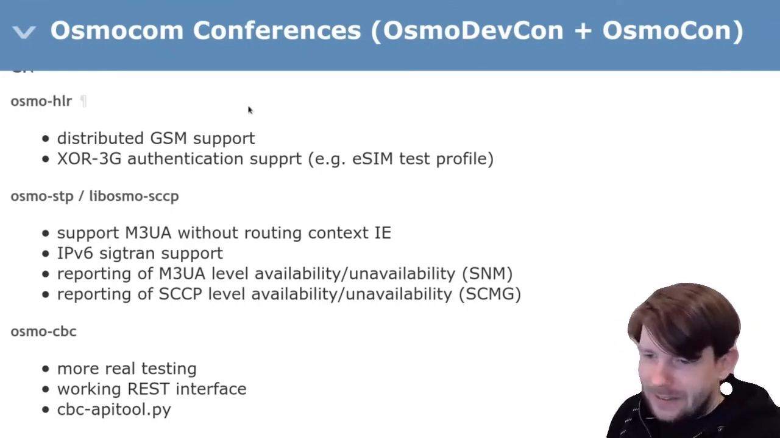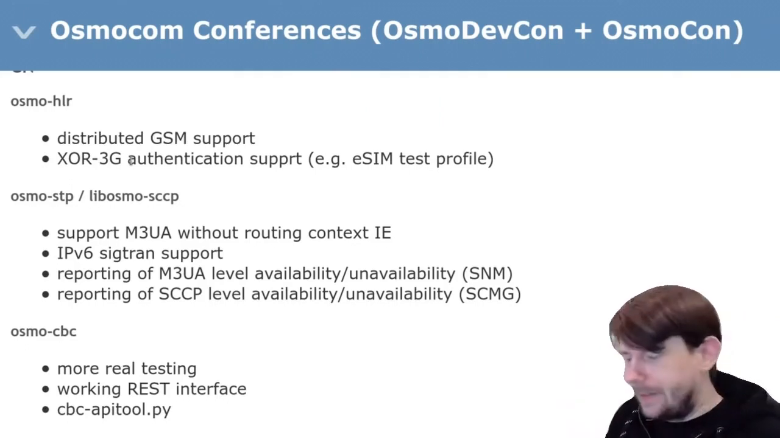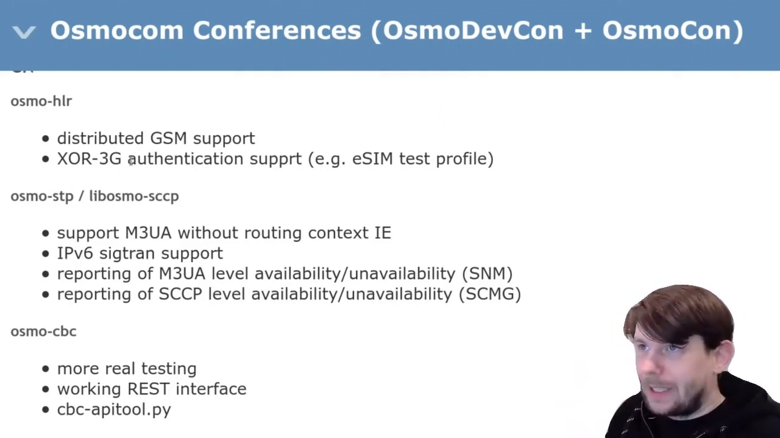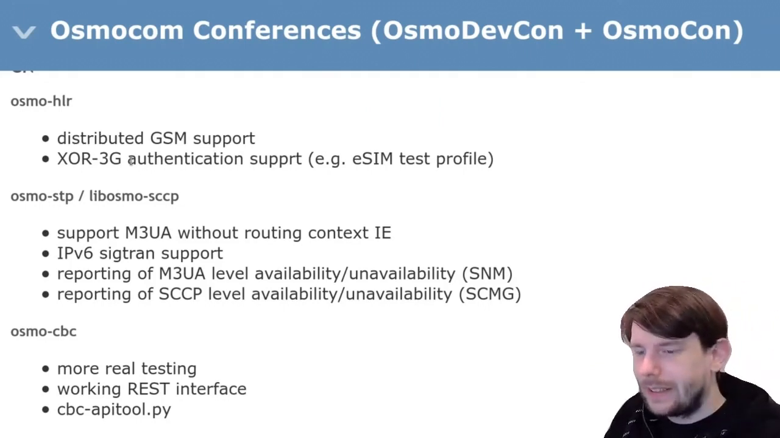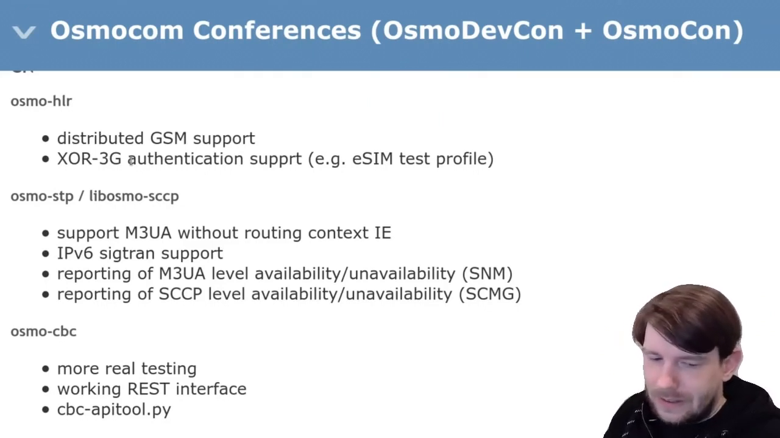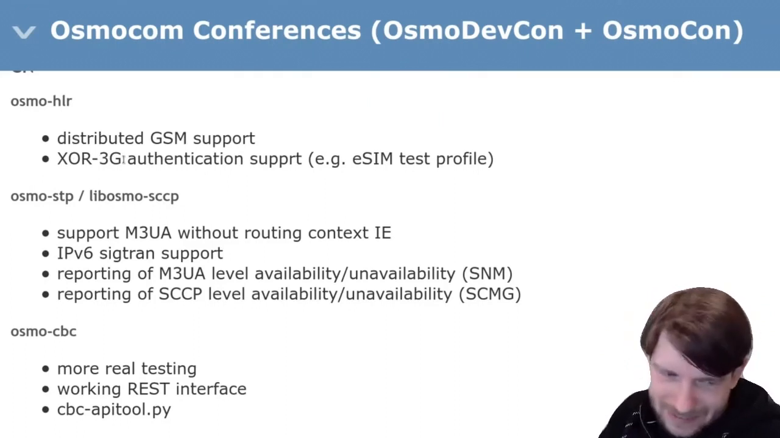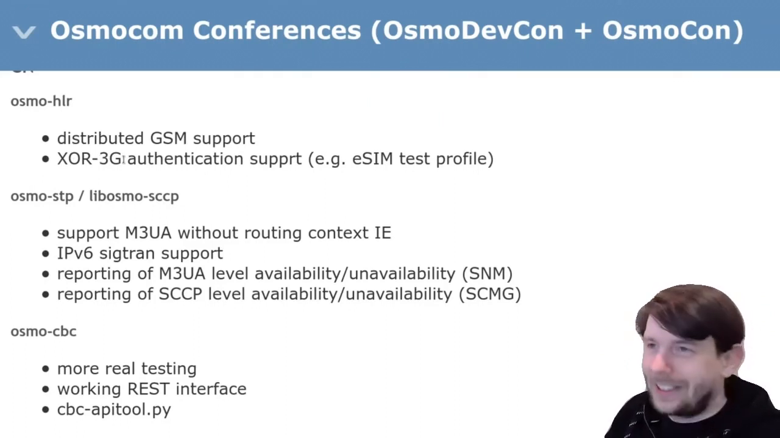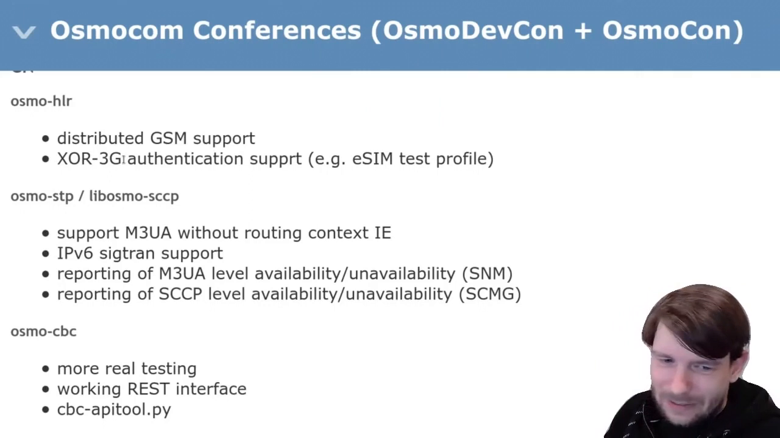The other bit that was added, it's not really much on the HLR, is support for XOR 3G authentication. That's the algorithm that is specified for test SIM cards. So normal SIM cards will use, for example, Milenage as the authentication and key agreement algorithm. But so-called test SIMs, which are normally only used in conformance testing and so on, use XOR 3G, which is not a real authentication or key derivation algorithm, of course, but it's something that is very predictable and easy for debugging.